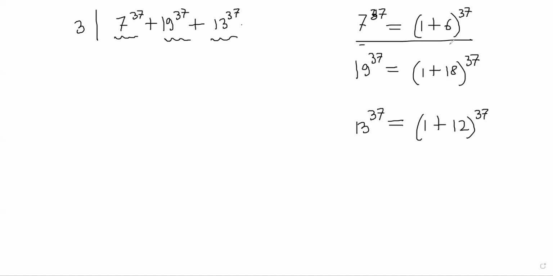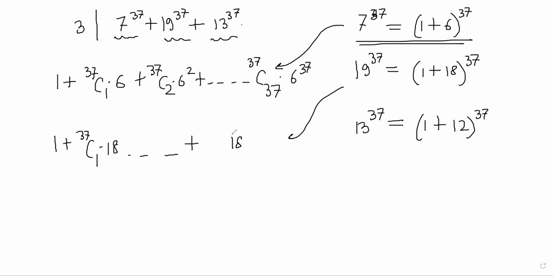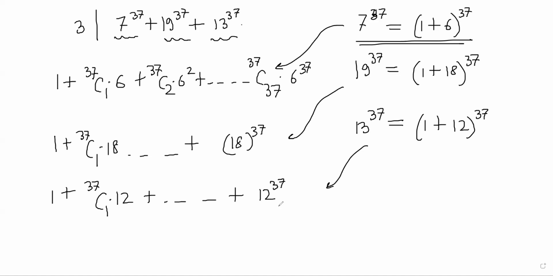Now, when you expand it by the binomial theorem, this will look like 1 plus 37C1 times 6, plus 37C2 times 6 squared, and so on. And finally, you'll get the last term 37C37, 6 power 37, right? And similarly, here also, you'll get 1 plus 37C1 times 18, and the last term would be 18 power 37. And here, you'll get 1 plus 37C1 times 12, and the last term will be 12 power 37, right?